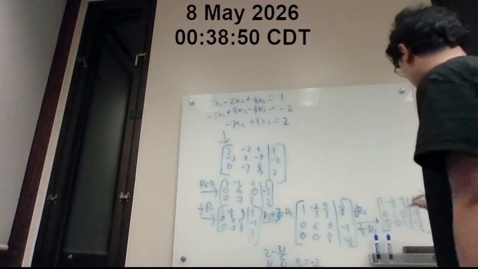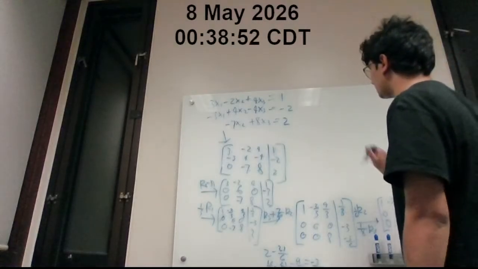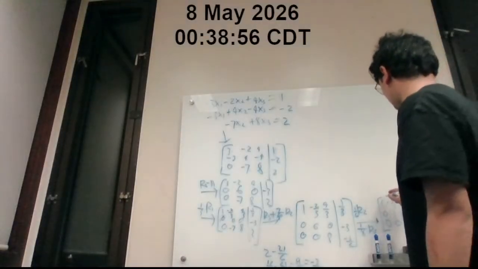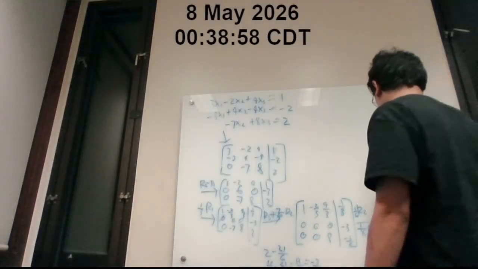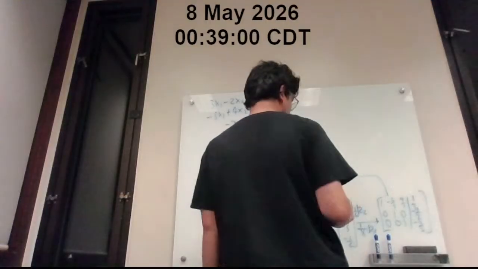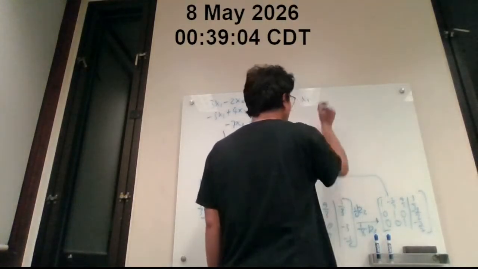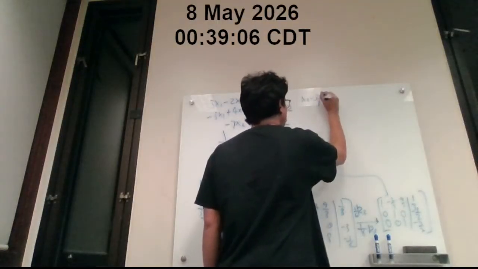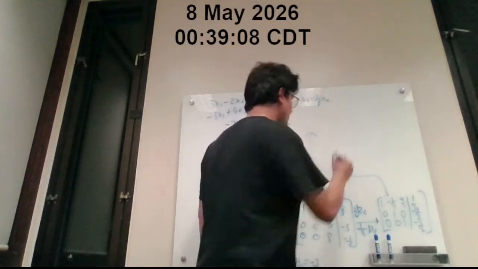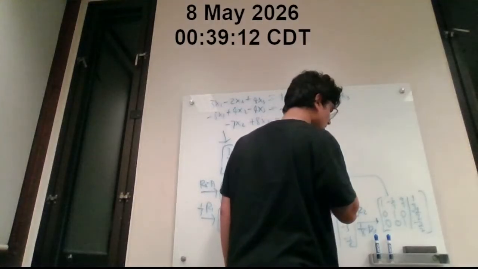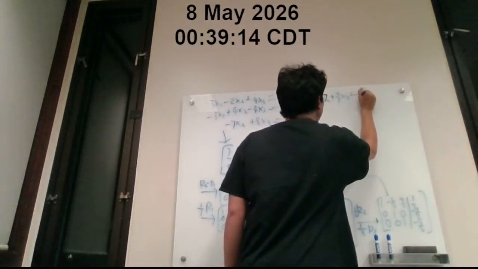Now, what do we do with this? Well, see this equation up here? We kind of want to convert this back into that, right? So let's do that real quick. So that becomes x1 minus 2/3 x2 plus 4/3 x3 equals 1/3.